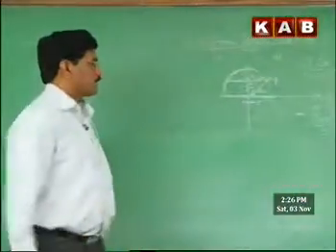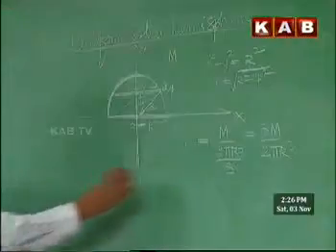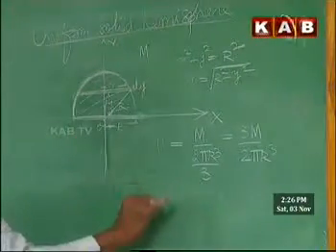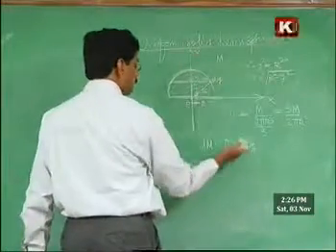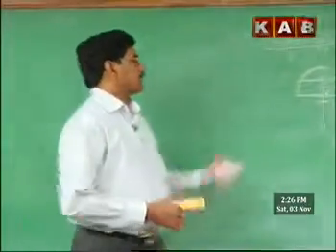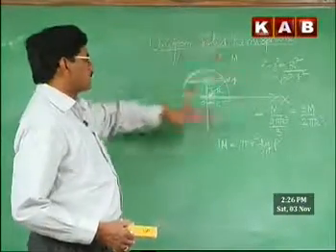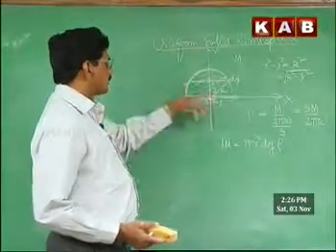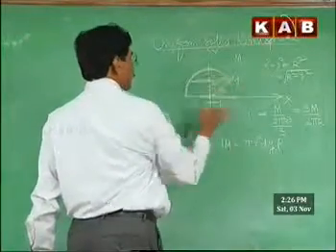Now, the next step is to calculate the mass of this disc. It's a circular disc of radius r, therefore its area is pi r square, and its thickness is dy. This gives the volume of the disc, and volume times density gives the mass of the disc. This disc is symmetric about the y-axis and is uniform. Therefore, as per the concept we have developed, the center of mass of the disc will be at its center, which is at height y.